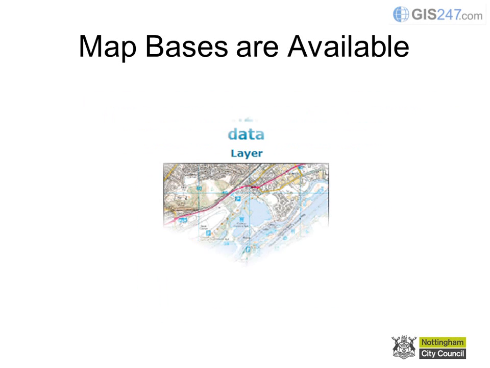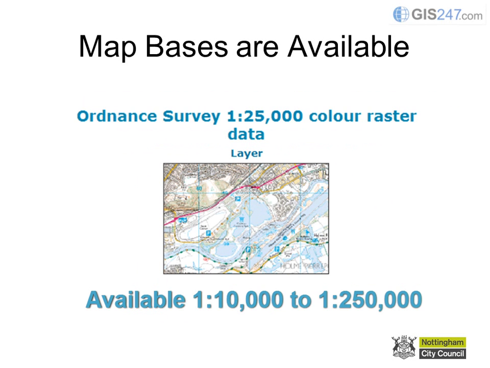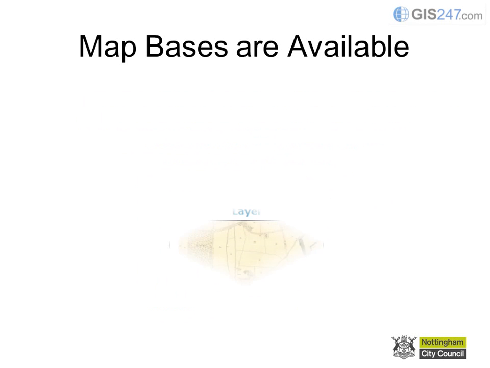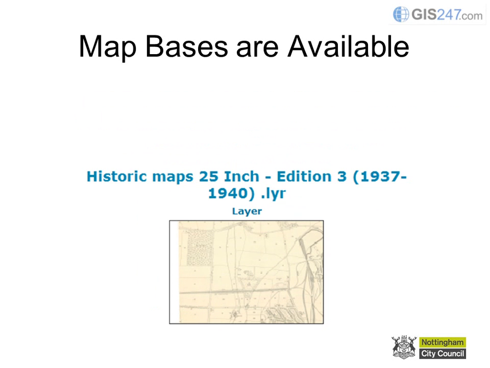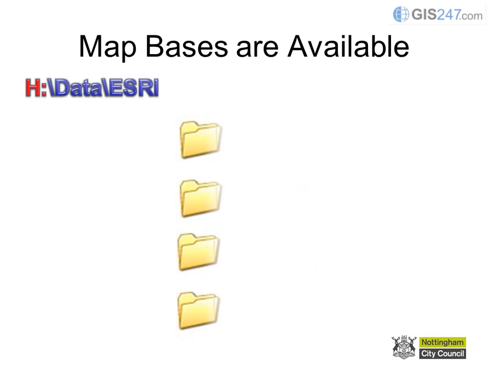Ordnance Survey data is available in both black and white and colour at different scales, 10,000 to 250,000, which is available as a raster layer. Historical data dates back to 1875 through to 1946, again which is raster data. All the base map datasets are available on H Data Esri in either the base mapping, aerial, historic or MasterMap folders.